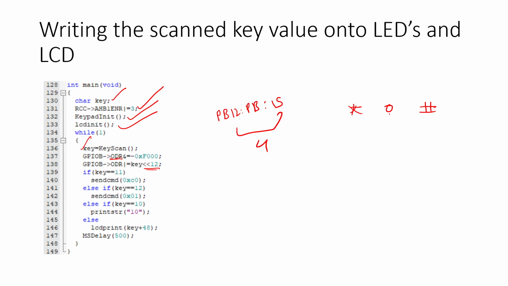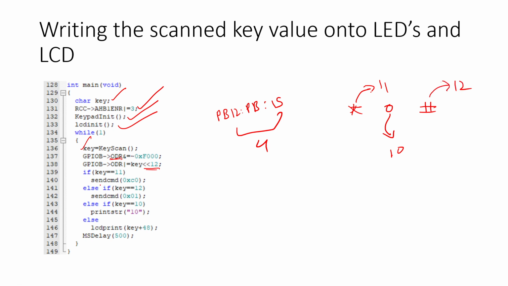And then we have some special keys, that is asterisk, 0 and hashtag. For 0, what I'm returning from the keypad driver is 10, for asterisk I'm returning 11, and for hash I'm returning 12.